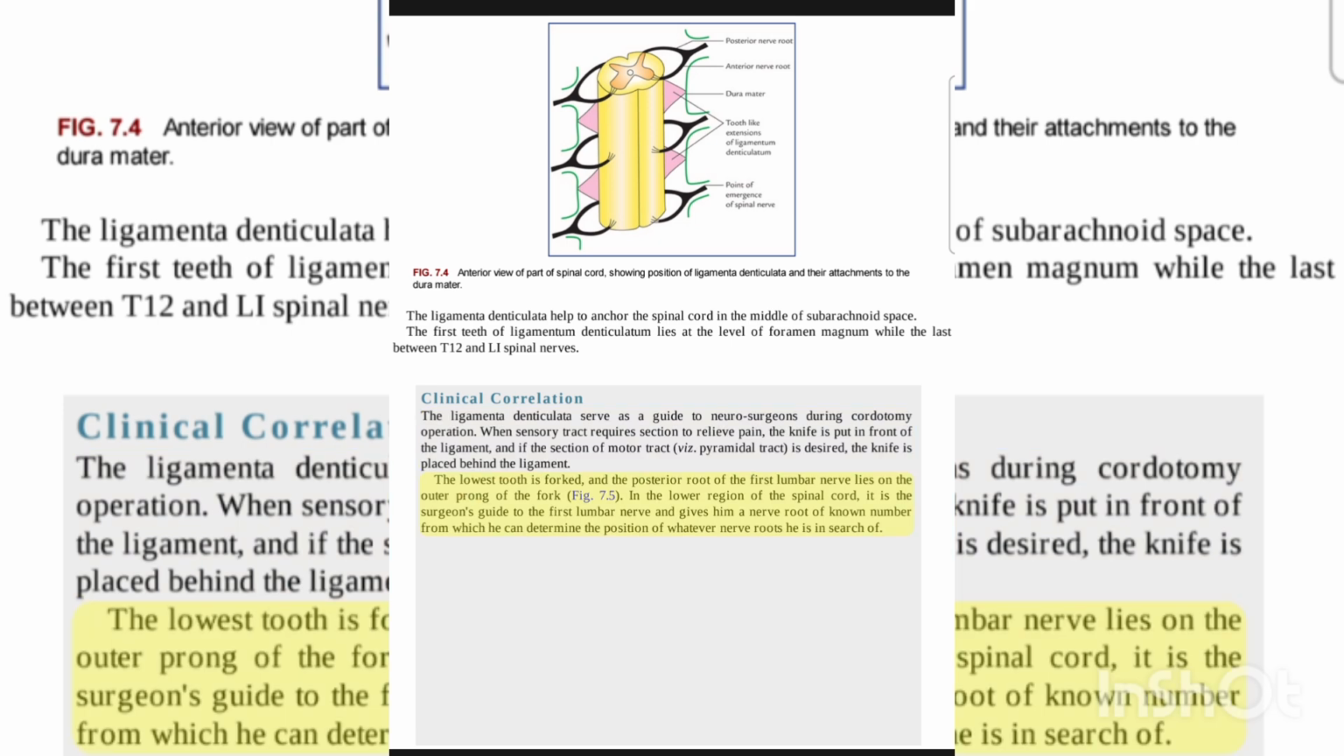The lowest tooth is forked, and the posterior root of the first lumbar nerve lies on the outer prong of the fork, Fig. 7.5. In the lower region of the spinal cord, it is the surgeon's guide to the first lumbar nerve and gives him a nerve root of known number from which he can determine the position of whatever nerve roots he is in search of.